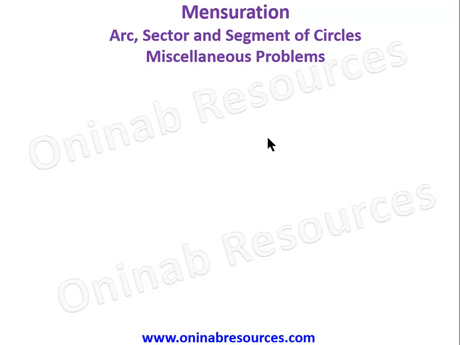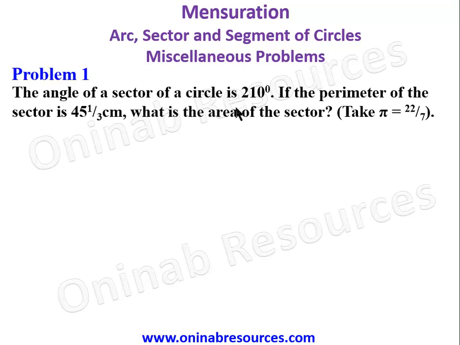So we take our first miscellaneous problem. Problem 1. The angle of a sector of a circle is 210 degrees. If the perimeter of the sector is 45 1/3 centimeters, what is the area of the sector? We take pi to be 22/7.